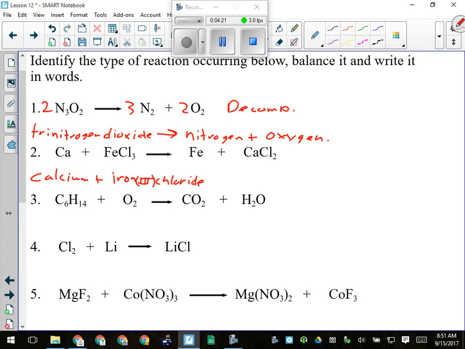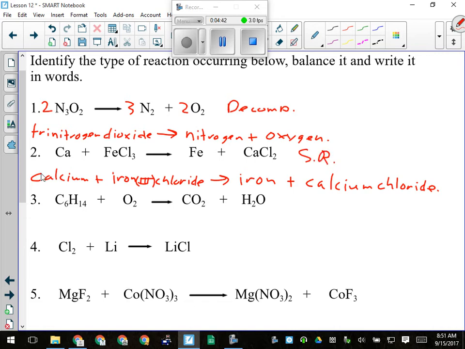Yeah, probably a few of you forgot to do that. Yeah, and it happens. It's something we got to get in the habit of. Okay, iron plus calcium chloride. Okay, now I've got to, single replacement. Forgot to write that down. Now we've got to balance it.